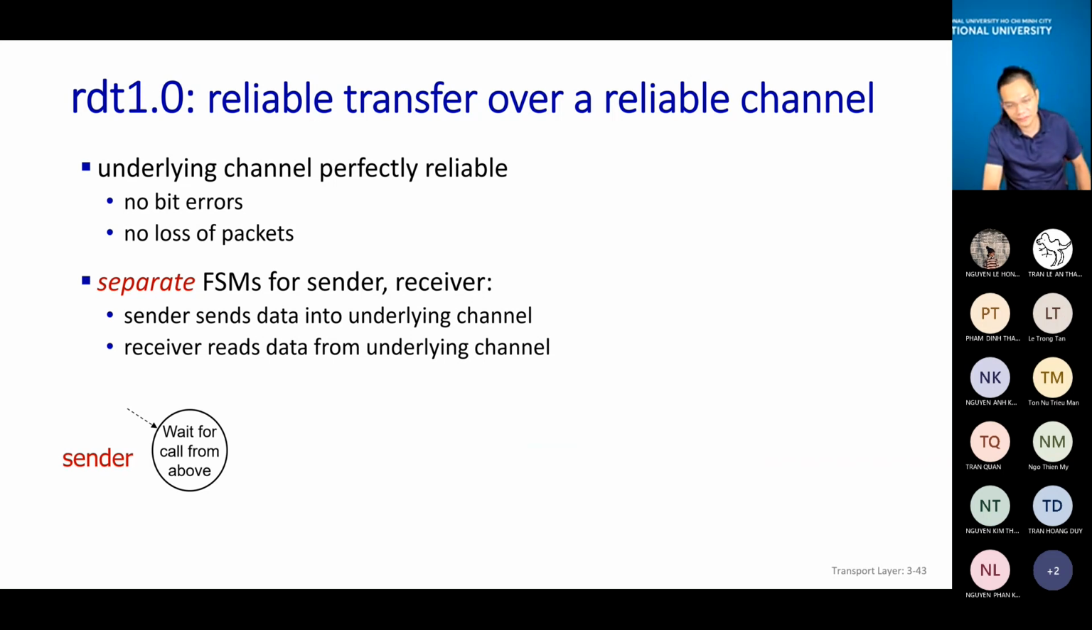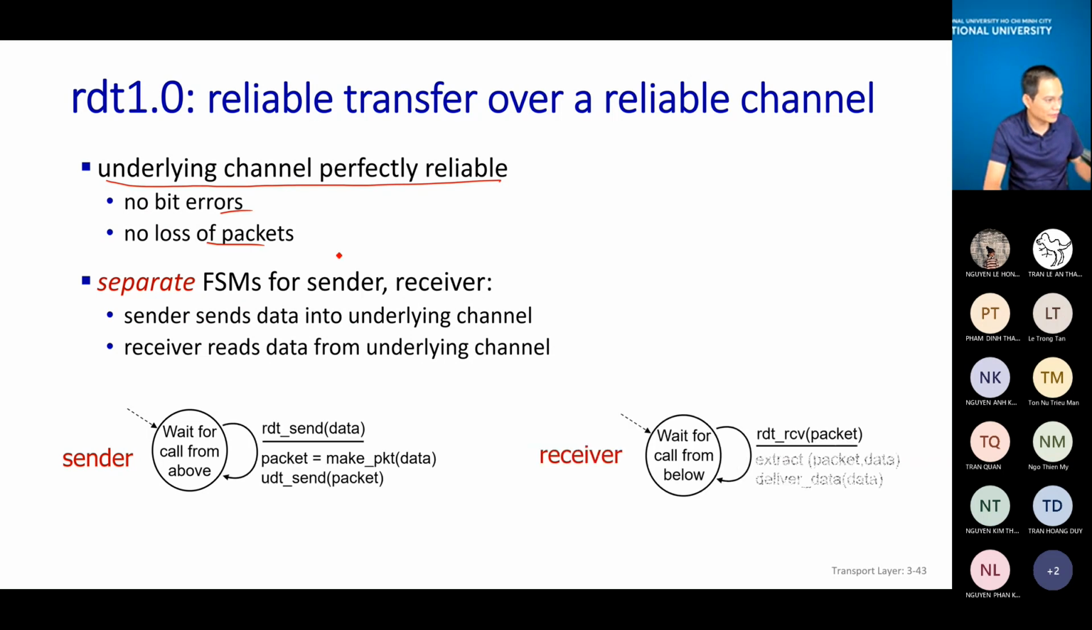Okay. So let's start with version 1.0. In 1.0, the underlying network channel is perfectly reliable. Everything is reliable. There is no bit error. There is no lost packet. So what does the protocol look like? The protocol looks like this.